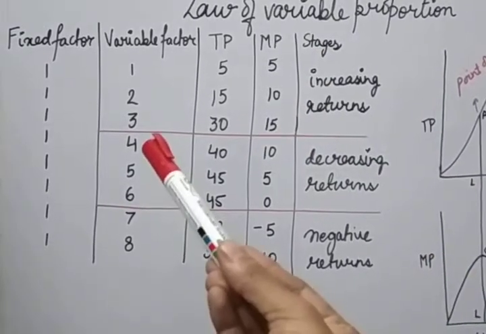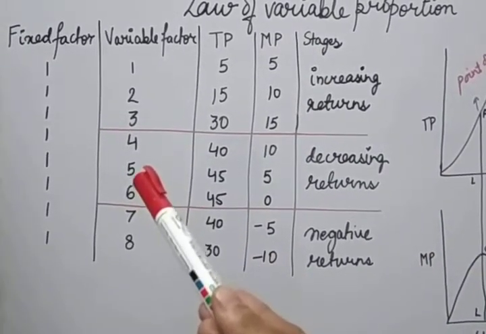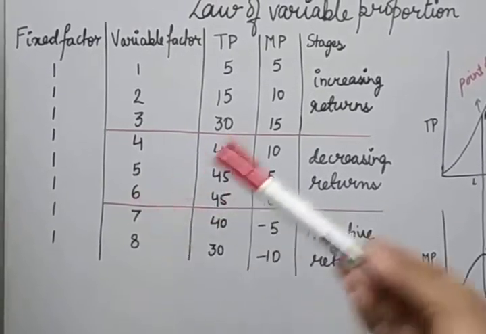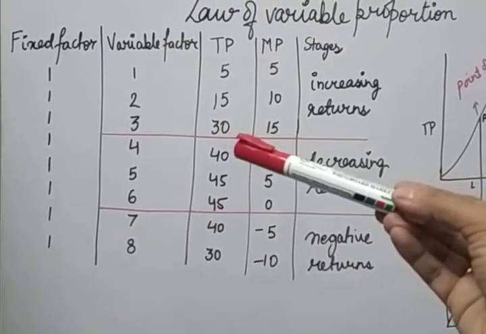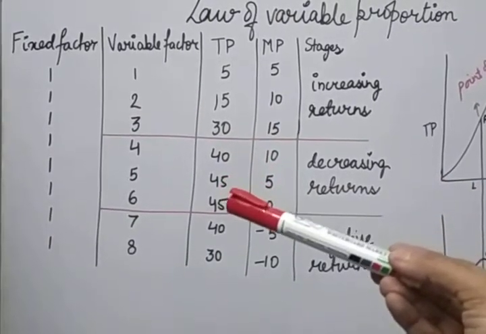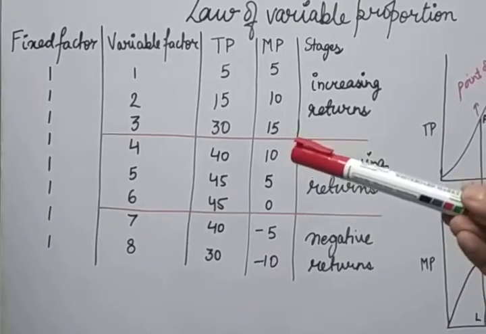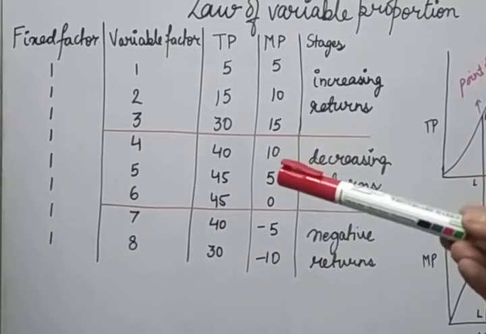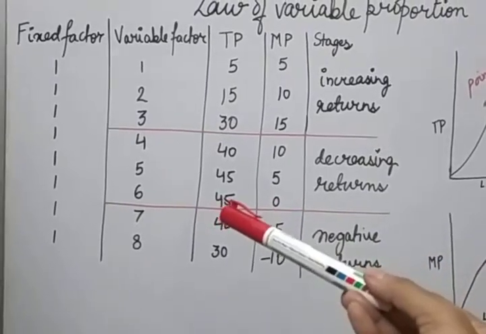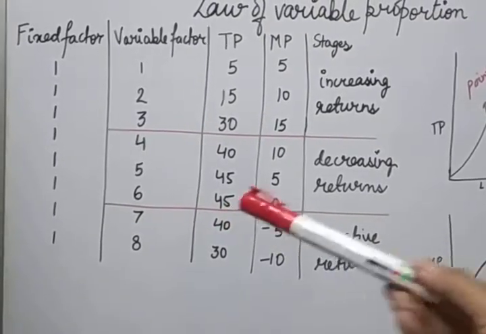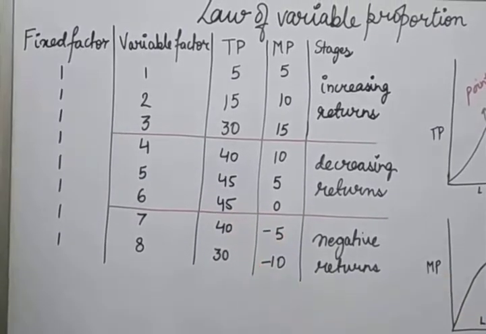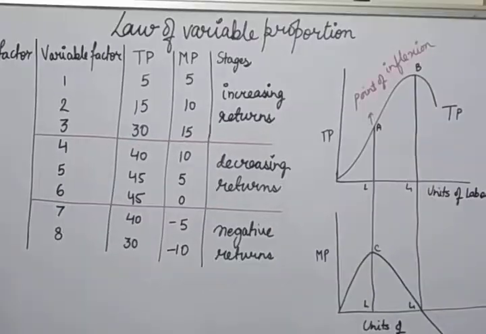Now, after that, when the fourth, fifth and sixth units of labor are hired, TP also increases from 30 to 40, 40 to 45, but TP increases at a decreasing rate. Why? Because MP starts decreasing and reaches 0, and at that time TP is at its maximum. After that, MP becomes negative, so TP also starts declining.